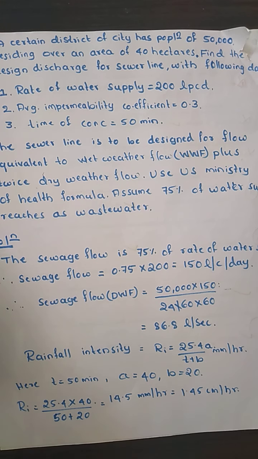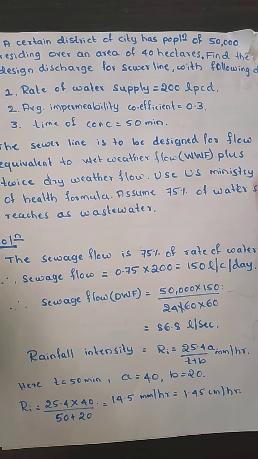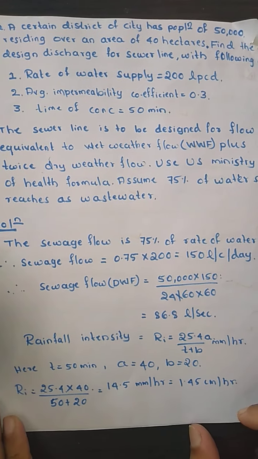Time of concentration of rainfall is 50 minutes. Now the sewer line has to be designed for a flow equivalent to wet weather flow plus 2 times the dry weather flow. Use the US Ministry of Health formula, and they have told us to assume 75% of the water will be converted into wastewater and reach the sewer. Now we will see the solution.